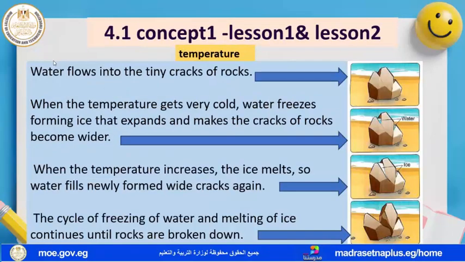Temperature. In temperature, we have a small story. Look at the first picture, my dear students. These are big rocks, and these big rocks have some water, drops from rain. This water, if the weather is cold, will change into ice. And when the weather is extremely hot, what happens? The ice will melt and turn into liquid water. So this big stone will be broken down into small particles.